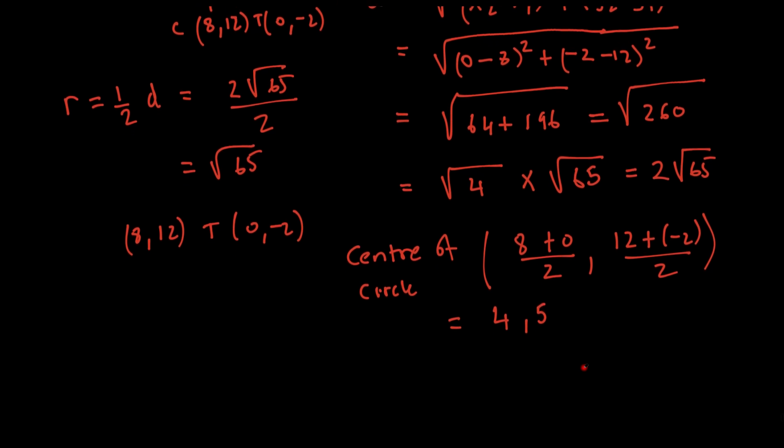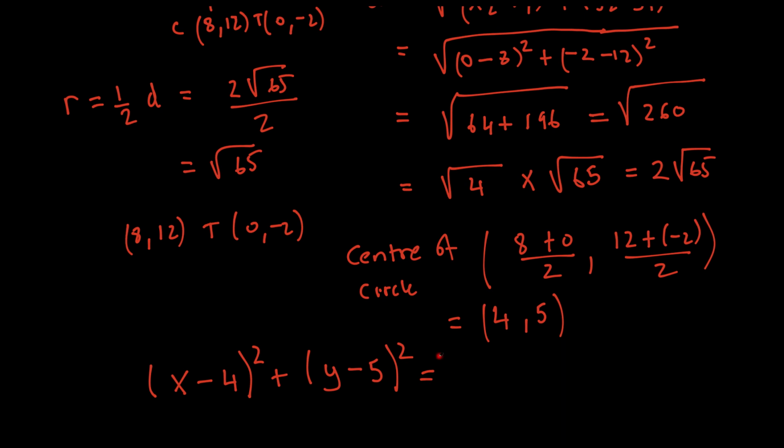Now that I've got the center and the radius, the final equation of this circle would be (x minus 4) all squared plus (y minus 5) all squared equals r squared. If you square root 65, that would just be 65, and this would be my final answer.